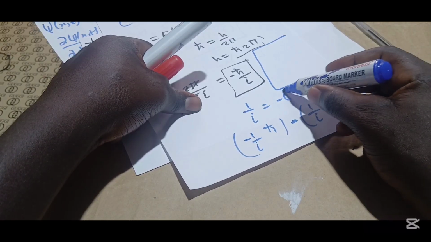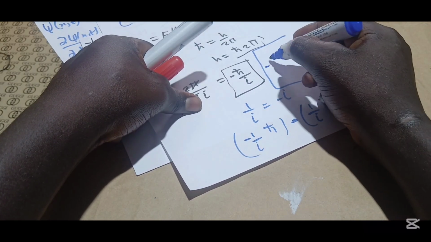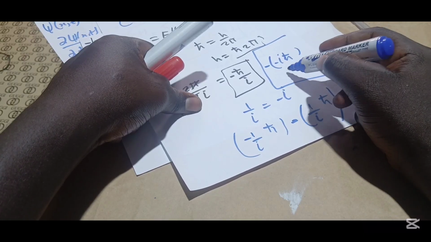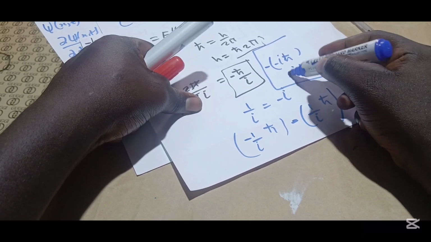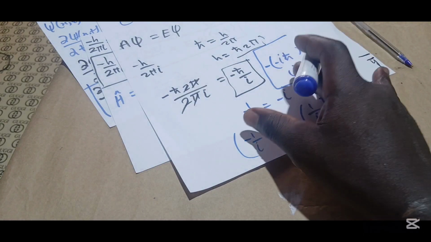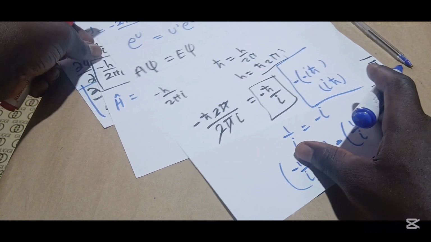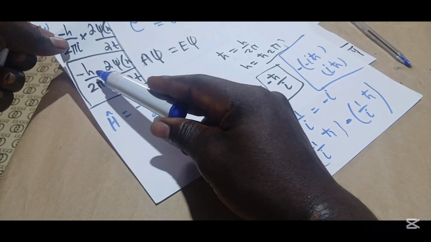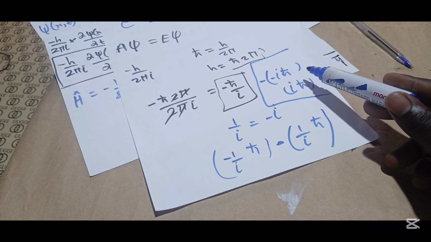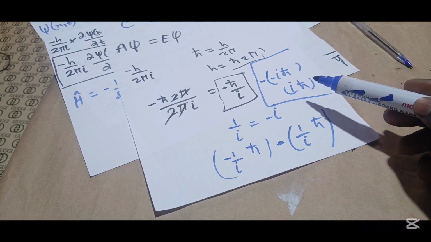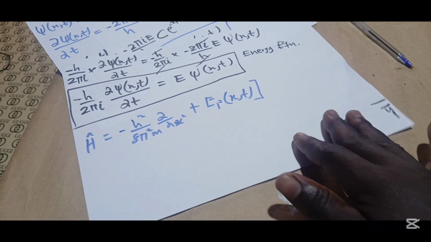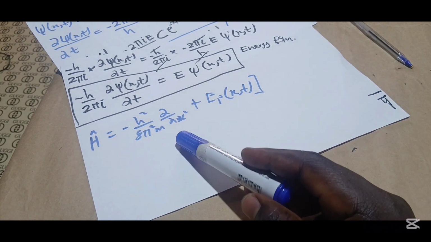1 over i equals minus i. So we are going to replace it here by minus i multiplying h cross. So this is going to give us positive i h cross. In some relations or equations, you will see the energy operator, h over 2 pi i, written as just i h cross. So in that case, don't be confused. That was just by the way. So now we know our momentum operator.